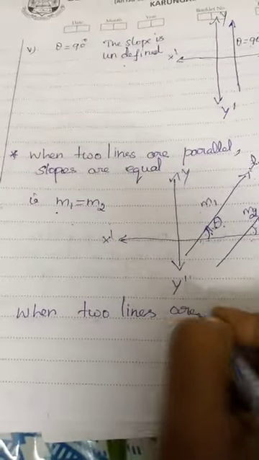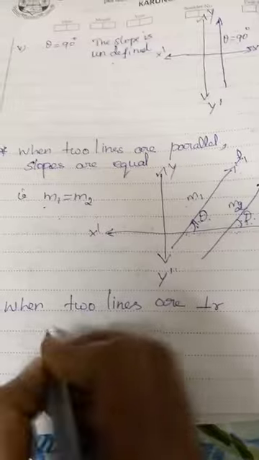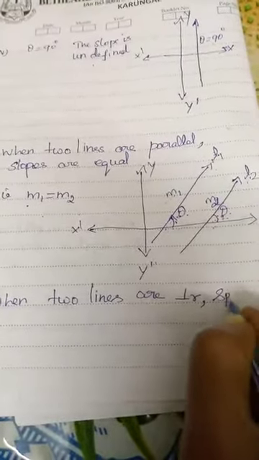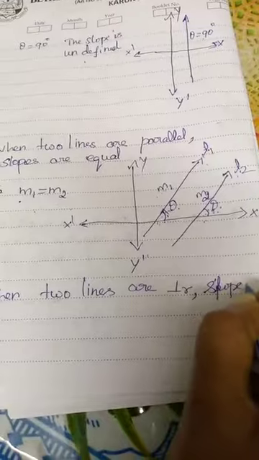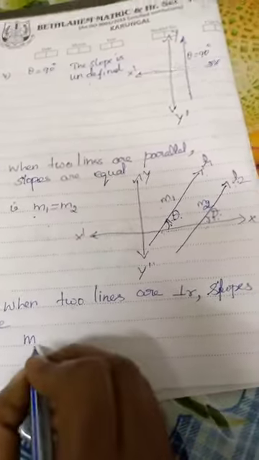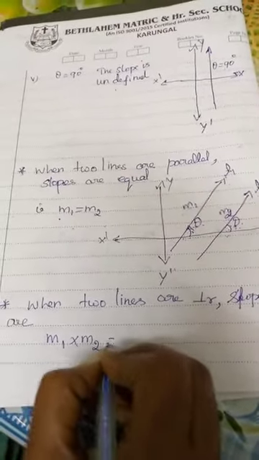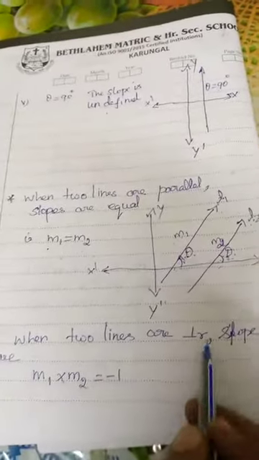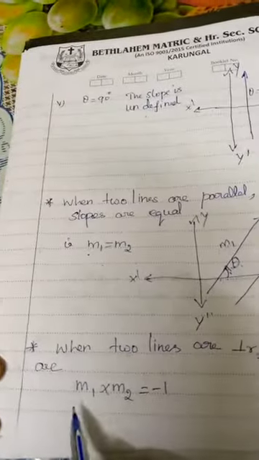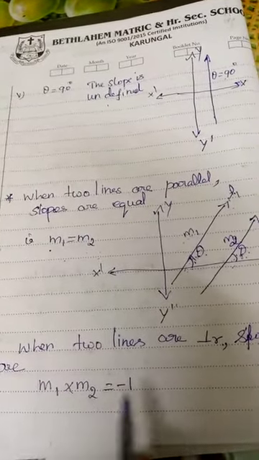Next formula. When two lines are perpendicular, how will the slopes be? Product will be minus 1. M1 into M2 is equal to minus 1. When two lines are perpendicular, what is the condition? M1 into M2 is equal to minus 1. See the example.